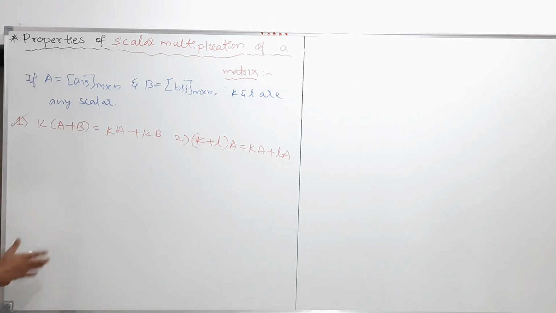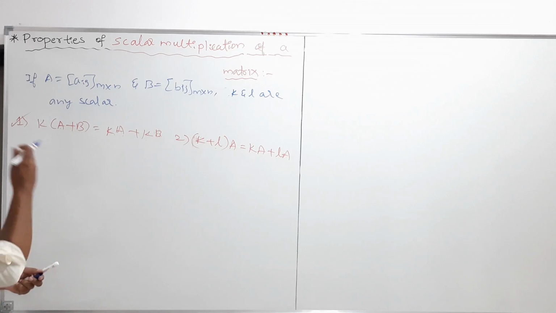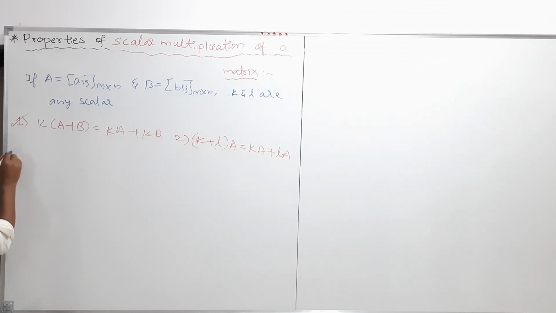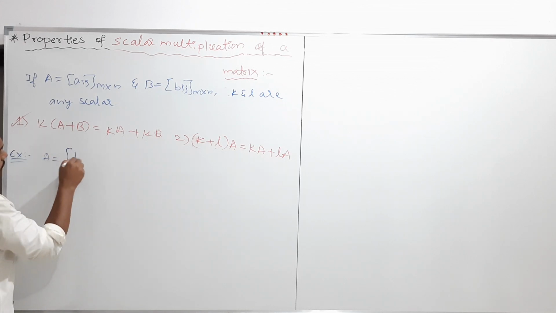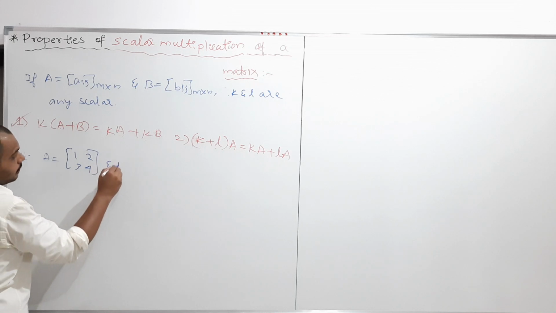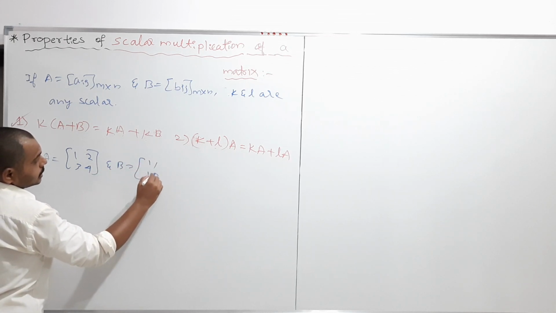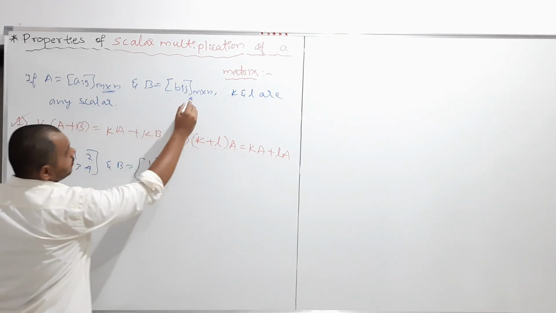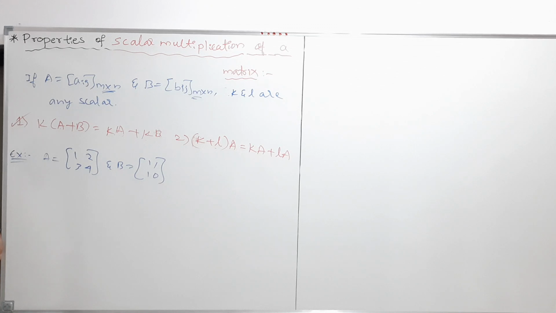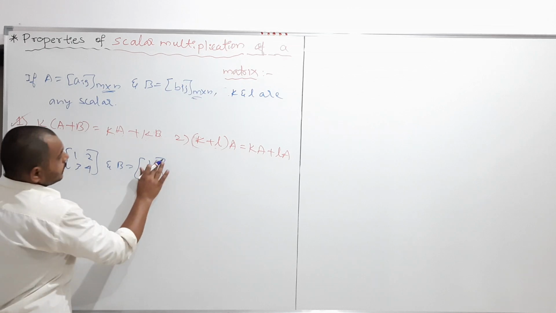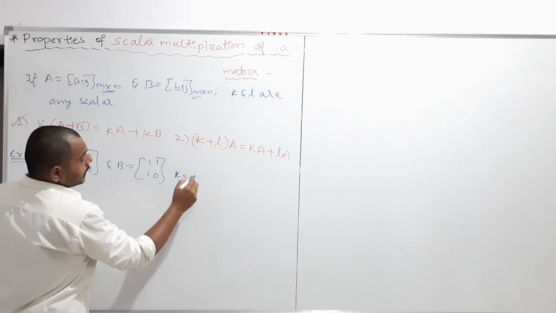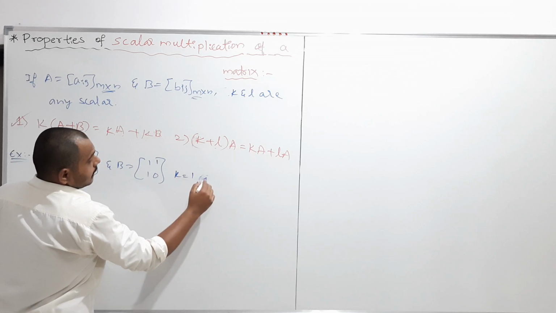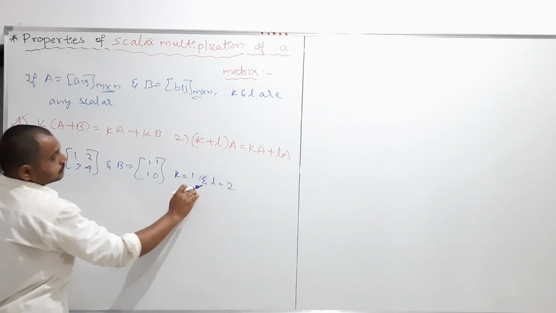If you want, I'll take one example, then you can easily come to know. So one example I'll take here, my dear students. A is equal to 1, 2, 3, 4, and B is equal to 1, 1, 1, 0. So these are the two matrices. And please remember, the order must be the same here. A and B are of the same order. You can take constants K as 1 and L as 2.